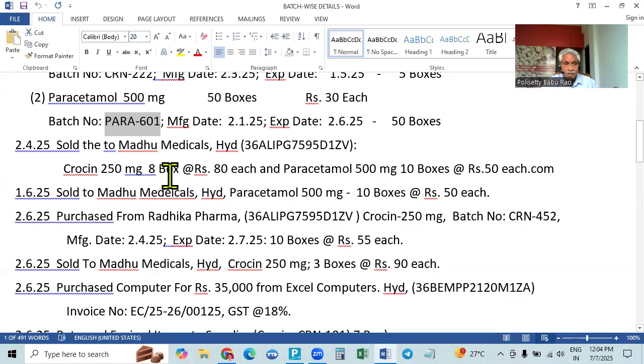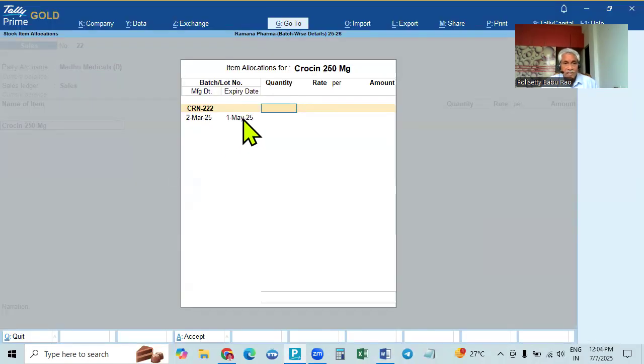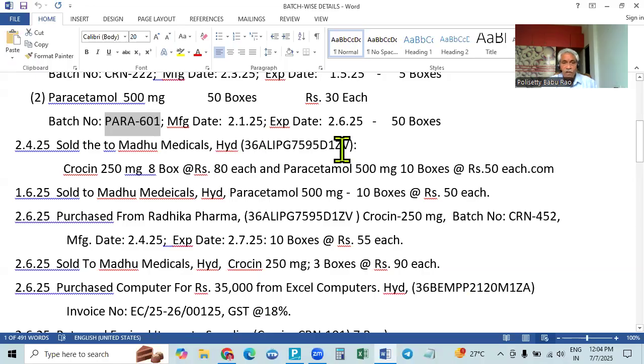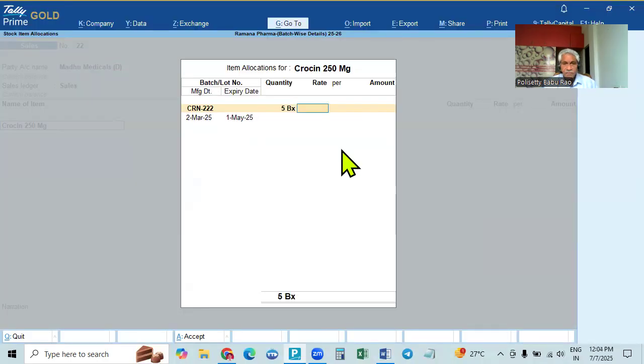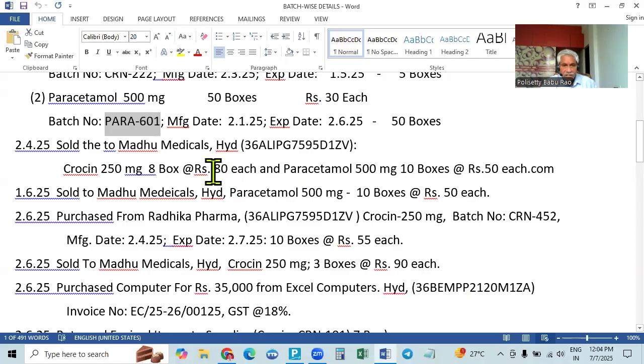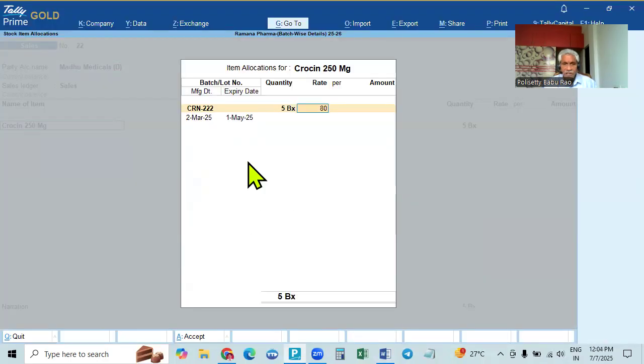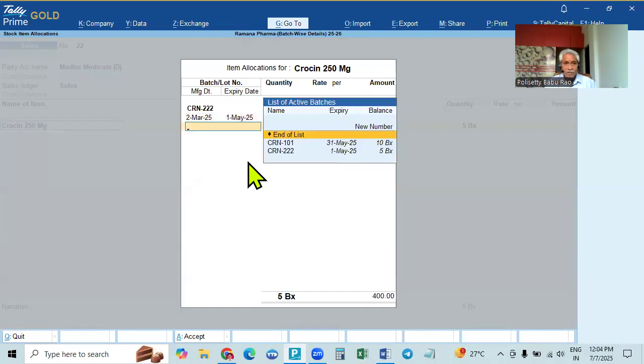So how much are you selling? For this first batch, we are selling only 5. And what is the rate we are selling? We are selling for 80 rupees. We purchased at 50, and we are selling at 80 rupees. So not only this batch, we are selling 8 in total. These 5 numbers we have sold, and the 3 numbers we have sold from this.